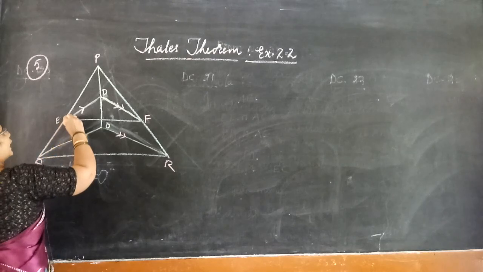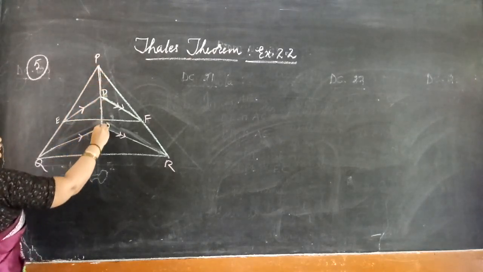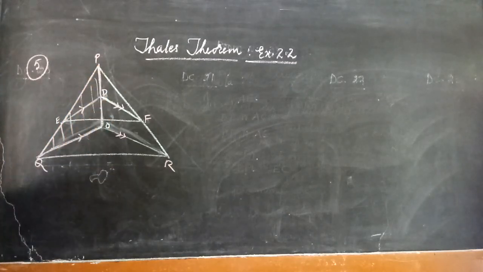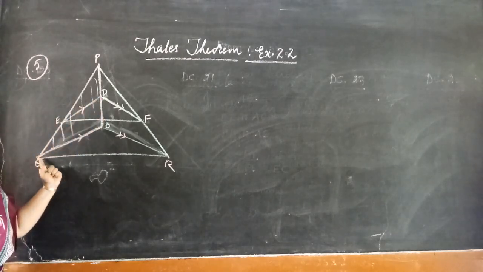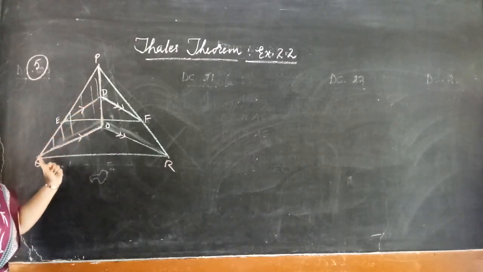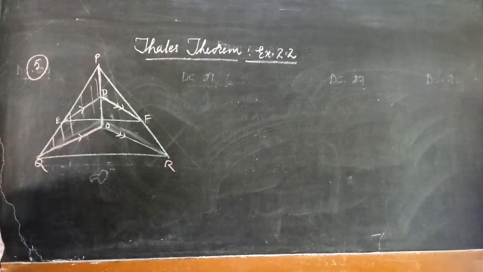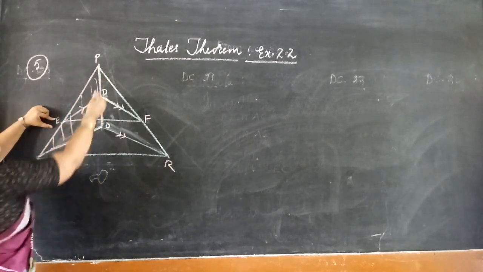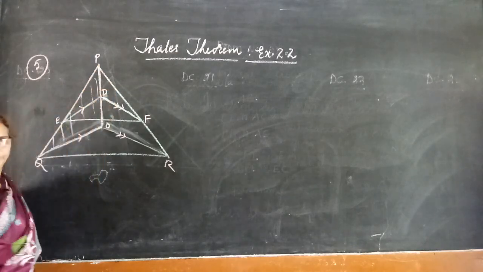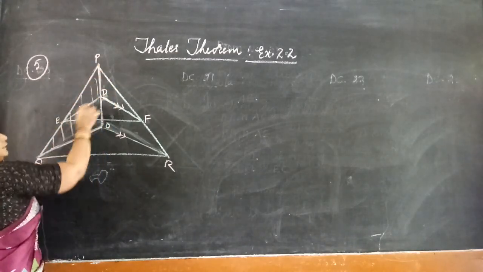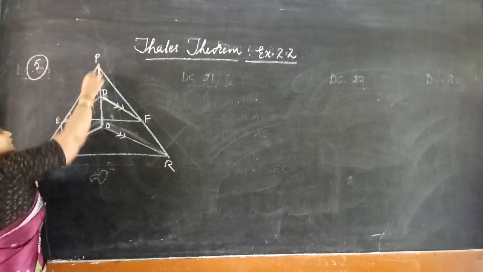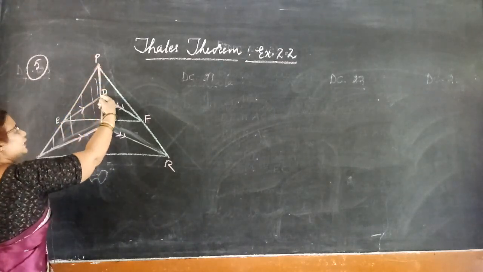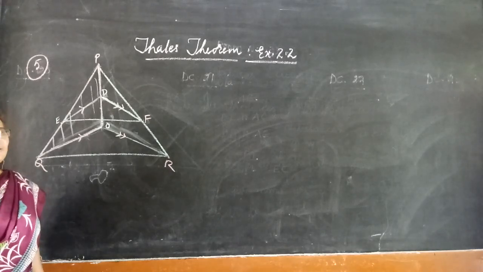Now let me consider triangle by OD. See this triangle, these sides are parallel. These two sides are divided in equal ratio. PE by PQ is equal to PD by DO. Call this equation 1.